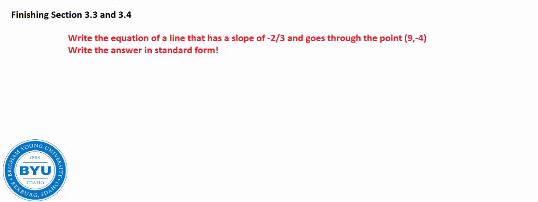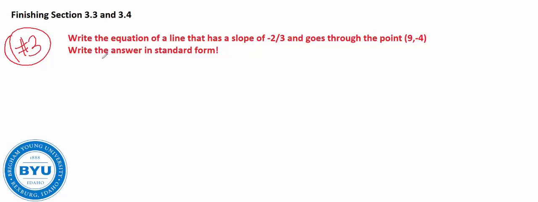Okay, well, here's another one for you to try. Let's do this one. This is a review from our last lesson. This is question number 3. I'd like you to pause the video, go ahead and write the equation of a line that has a slope of negative 2/3 and goes through the point 9, negative 4. You're going to want to use point slope form. However, in the end, they ask you to write the answer in standard form. So go ahead and get it in point slope form, then switch it all the way around into standard form.